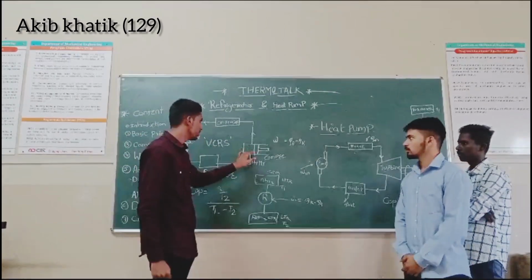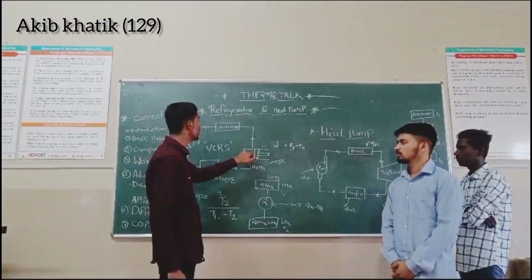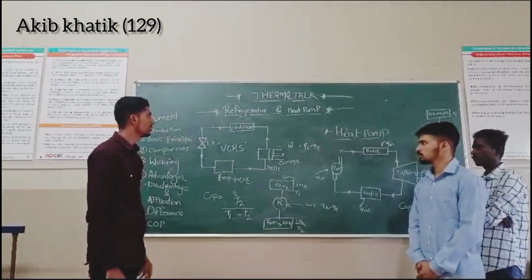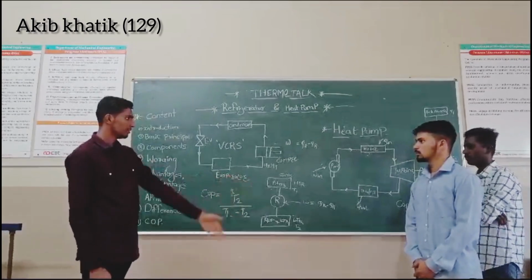So the first one is the compressor. In the compression system, a hermetically sealed reciprocating compressor is used. It is the heart of the refrigeration system.